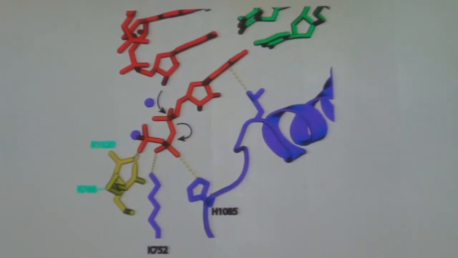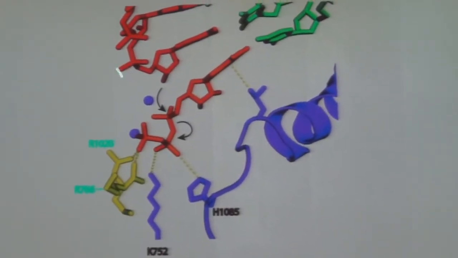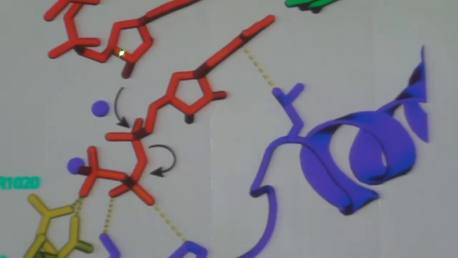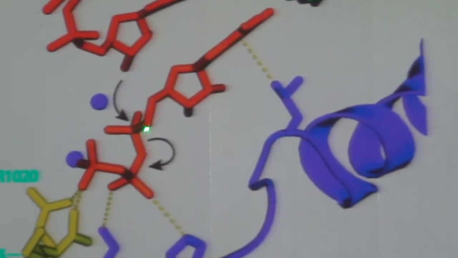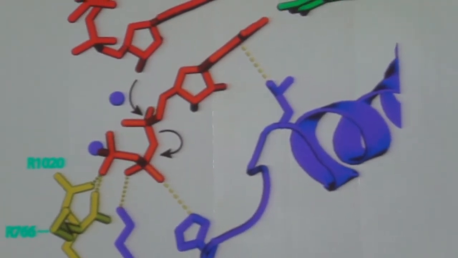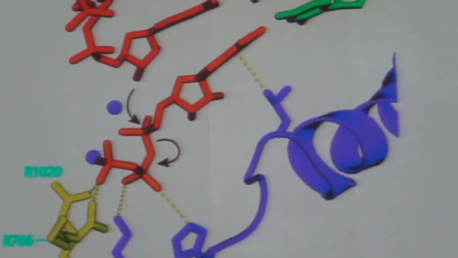So the trigger loop then couples recognition of the correct nucleoside triphosphate to catalysis and RNA chain growth, to the formation of a phosphodiester bond and addition of one nucleotide to the growing messenger RNA.